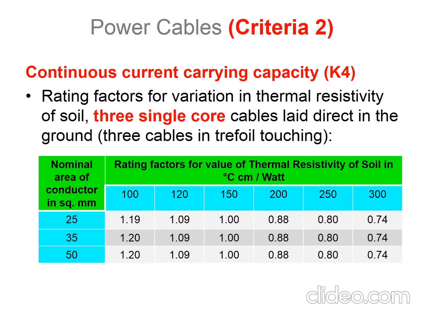This table is for K4, but for 3 single core cables laid direct in the ground, 3 cables in trefoil touching. Same as the previous table, we have to know the area of the conductor and also the thermal resistivity of soil to determine the K4 rating factor.